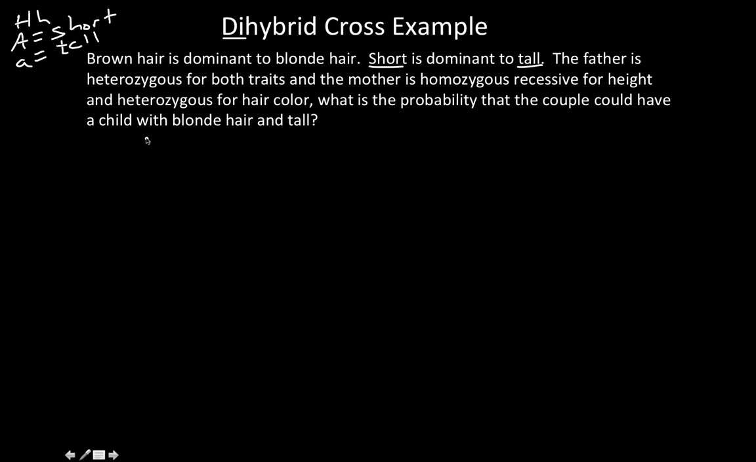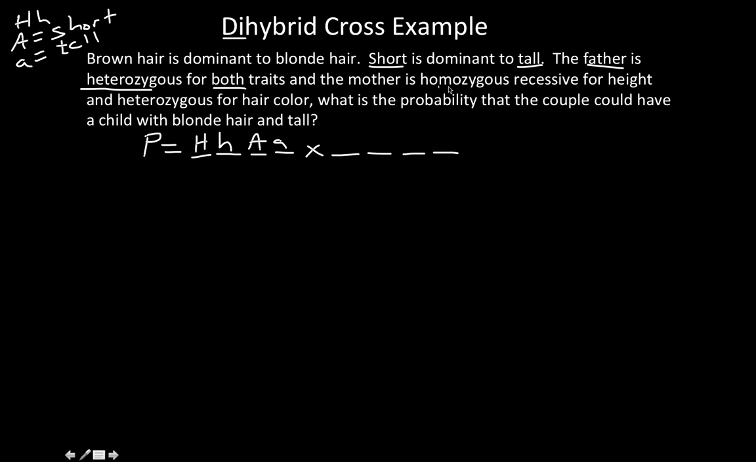So just like before, this first step is the same. We go P equals parents, we've got to figure out the genotypes of the parents. So we know that dad is going to have 2 alleles for hair color and 2 alleles for height. We know mom's going to have 2 alleles for hair color and 2 alleles for height. So the father is heterozygous for both traits. So heterozygous for hair color, heterozygous for height.